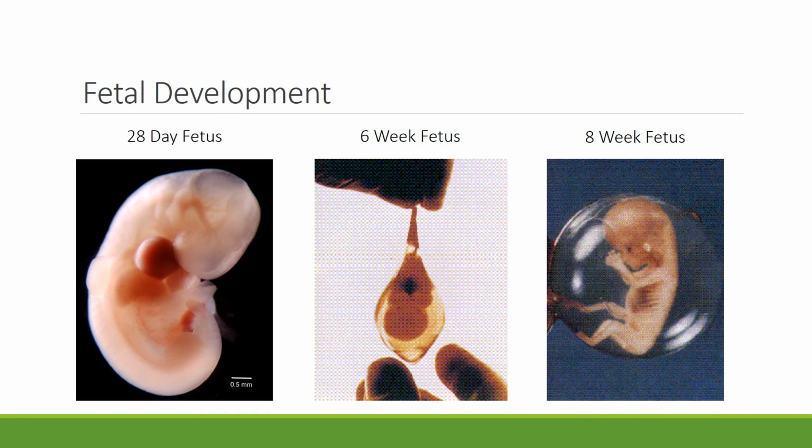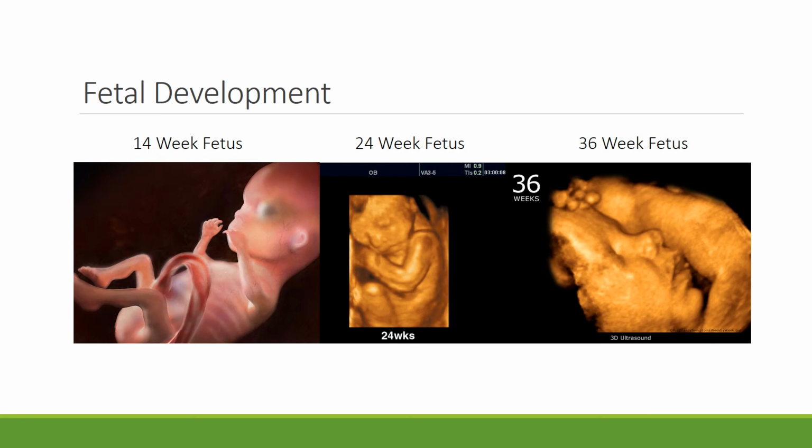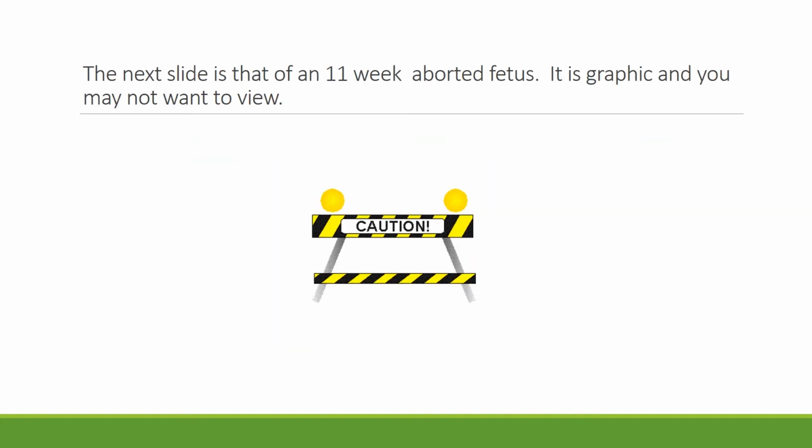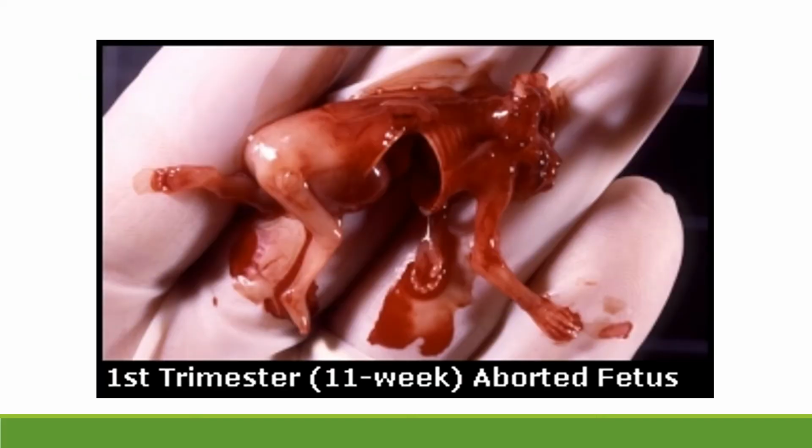This slide and the next show you some of the various stages of development, beginning with the 28-day fetus, followed by the 6-week fetus and the 8-week fetus. Here is a 14-week fetus, a 24-week fetus, and a 36-week fetus. The following slide is that of an 11-week aborted fetus. It's very graphic, and you may choose not to view this. This abortion occurred during the first trimester of pregnancy.